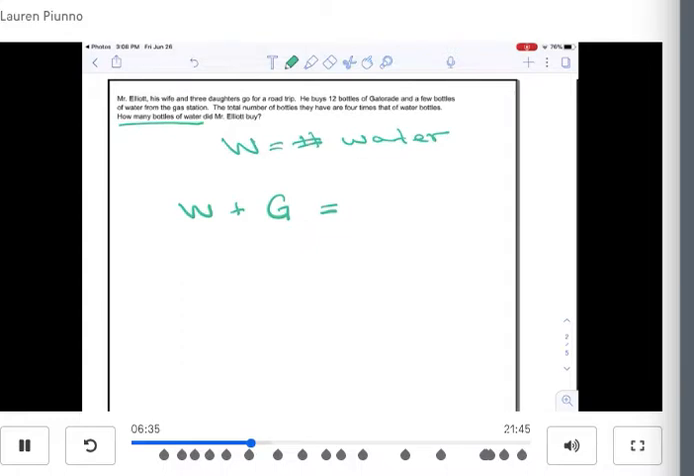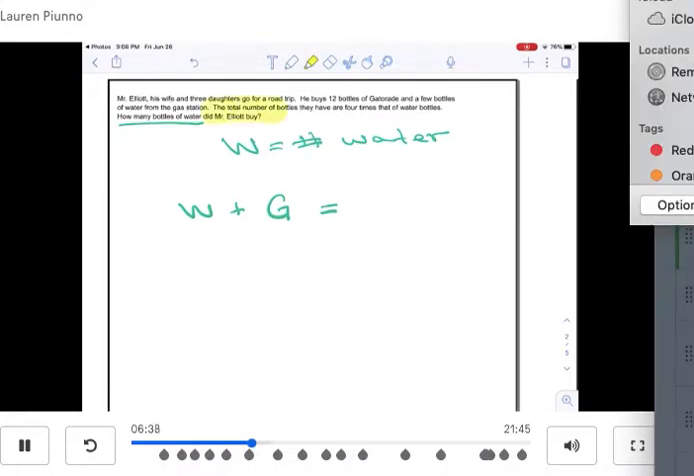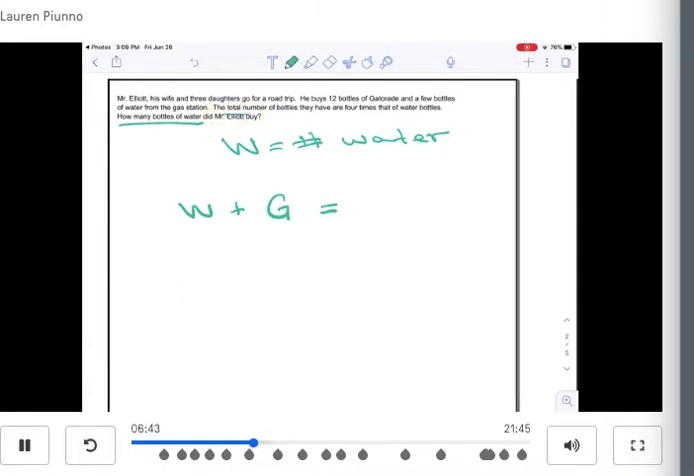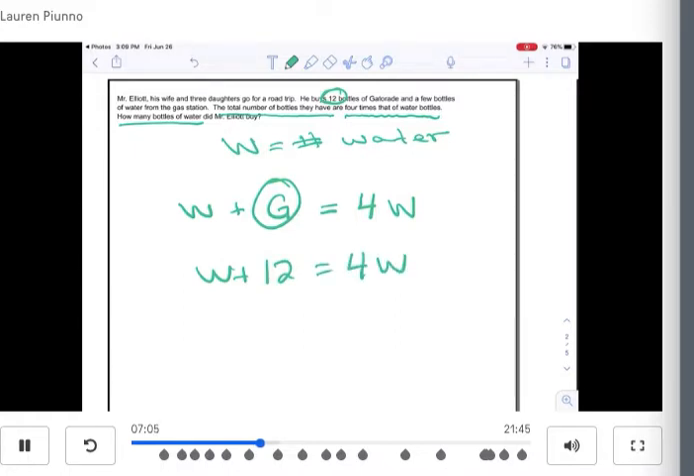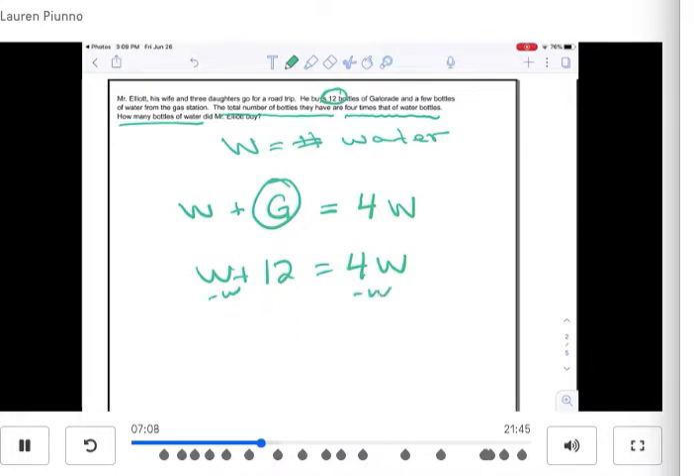Okay. And then it says here, the total number of bottles that they have, and that's W plus G, is 4 times that of water bottles. So that's going to be 4 times water bottles. But they tell us something about Gatorade. They tell us that they got 12 Gatorades. So now I have an equation with just my water. So I'm going to subtract W, and I get that 12 is equal to 3W. So that means that W is equal to 4.